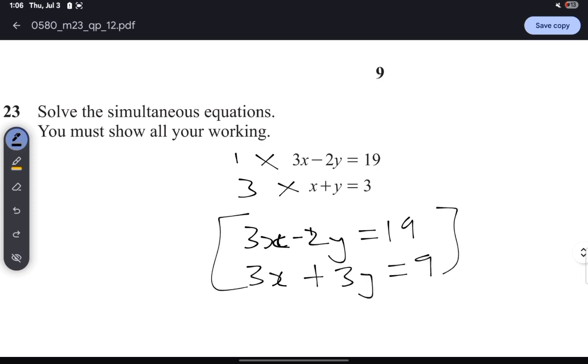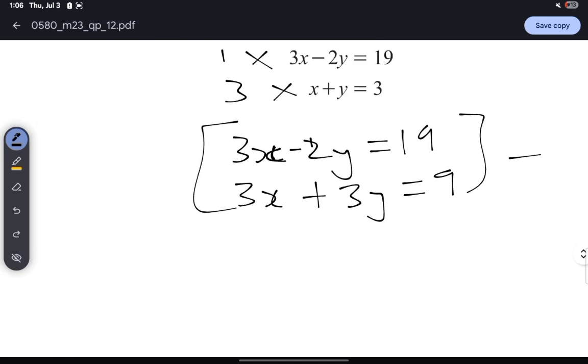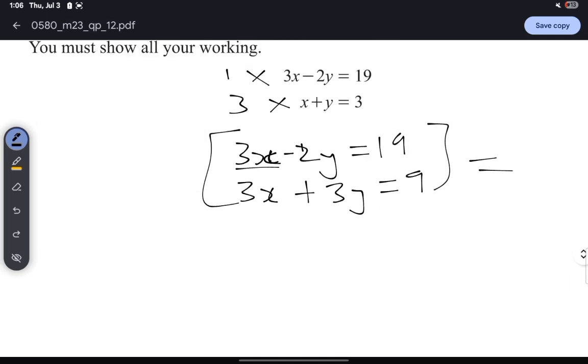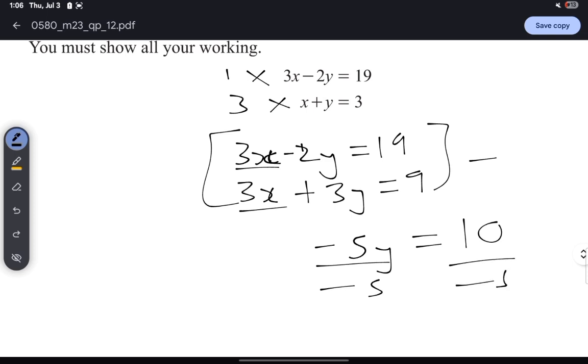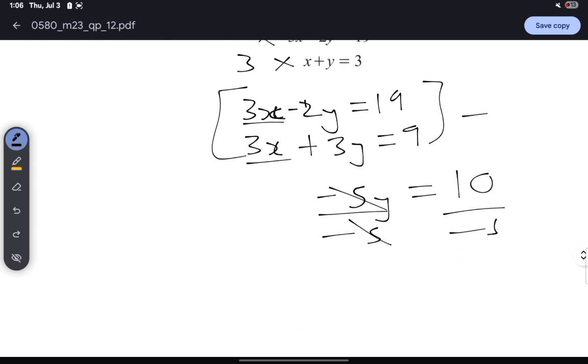Now I can subtract the two equations. 3x minus 3x gives me 0, minus 2y minus 3y I get minus 5y. Then 19 minus 9 I get 10. So dividing by minus 5 and minus 5, we get y is equals to minus 2, right?